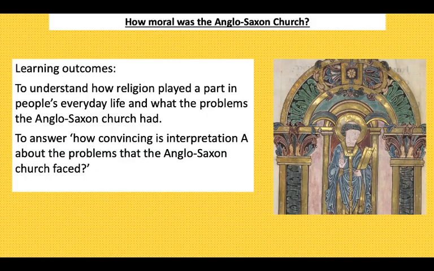Our lesson title for today is: How Moral Was the Anglo-Saxon Church? Our learning outcomes for today: we're going to understand how religion played a part in people's everyday life and what problems the Anglo-Saxon Church had. And then we're going to answer how convincing is Interpretation A about the problems that the Anglo-Saxon Church faced.